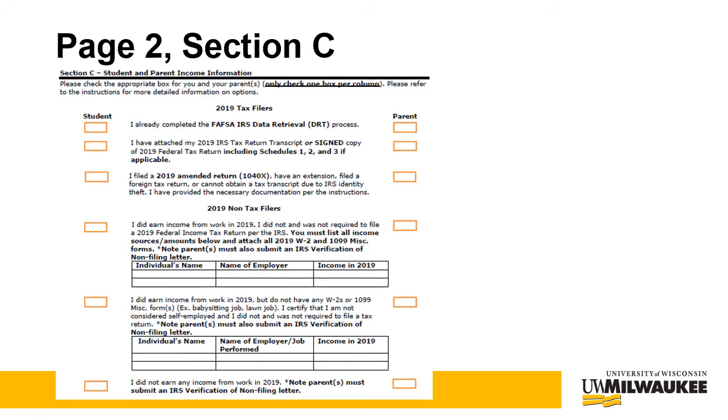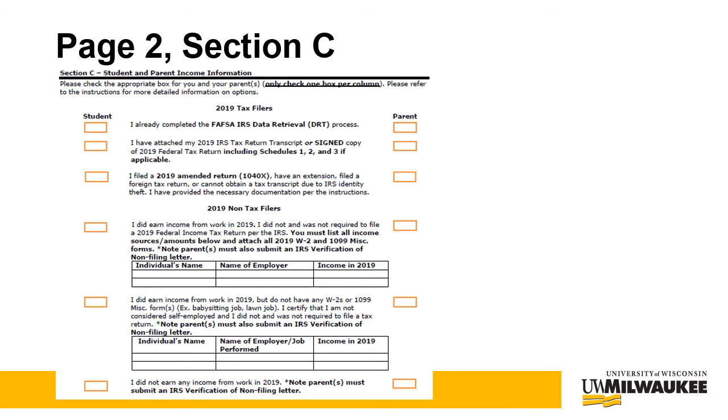Next, we see page 2, section C. This information captures the student and parent's income and tax filing status for the base year that the FAFSA is referencing. Note that there are two columns, one on each side of the page, lined up with various statements. The left column on the page refers to the student's income and tax filing status in 2019. The right column on the page refers to the parent income and tax filing status for 2019.